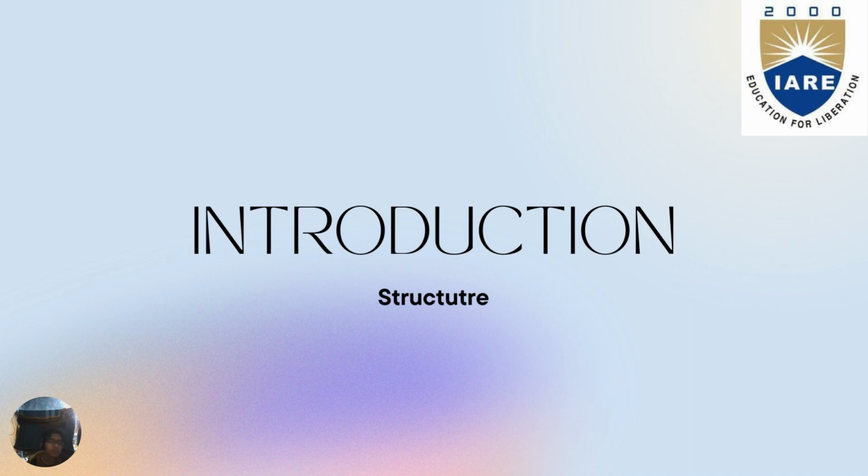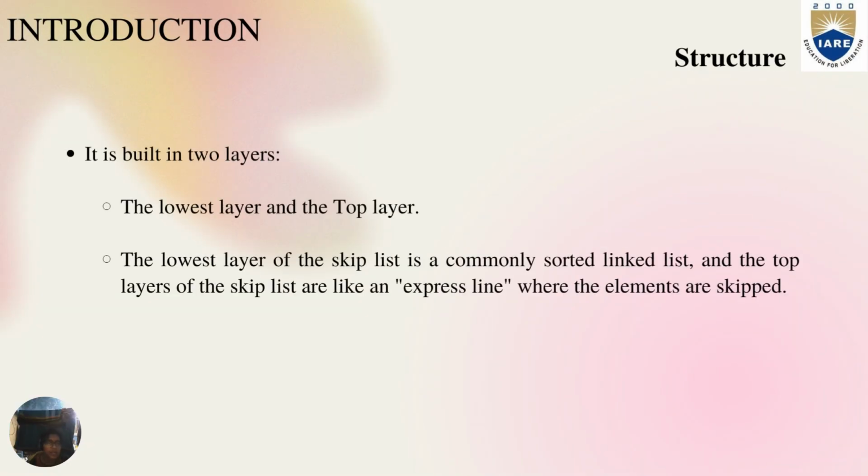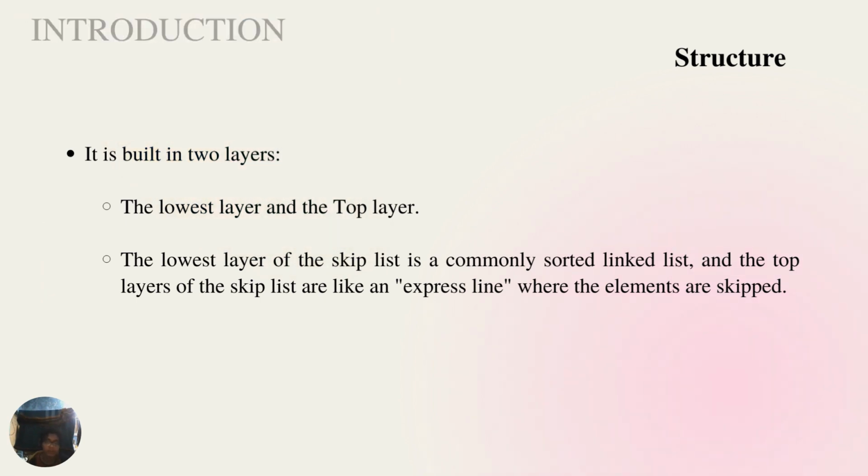So what is the structure of the skip list? It is mainly built on two layers, the lowest layer and the top layer. The lowest layer of the skip list is a commonly sorted linked list, and the top layer of the skip list is like an express line where the elements are skipped. So it uses two layers for its efficient searching mechanism. One is the lowest layer and another one is the top layer.